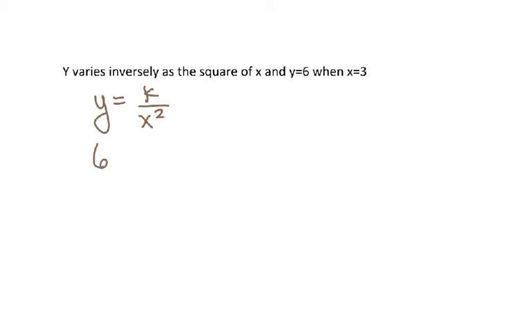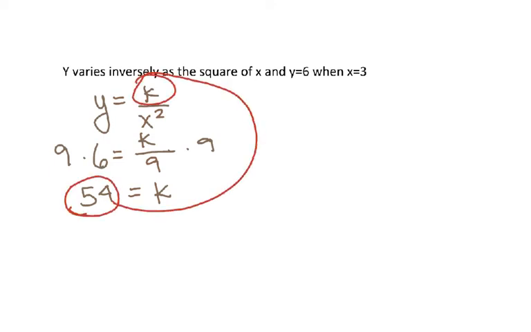When y is 6, x is 3, so 3 squared is 9, and we'll multiply both sides by 9. And we'll get k equals, what is that, 54. So now we're going to take that k, and we're going to put it back right in here. So we will get y equals 54 over x squared.